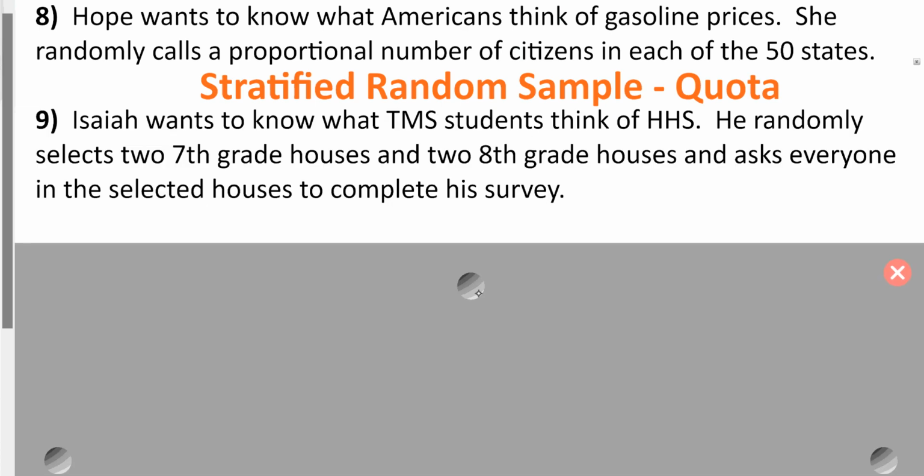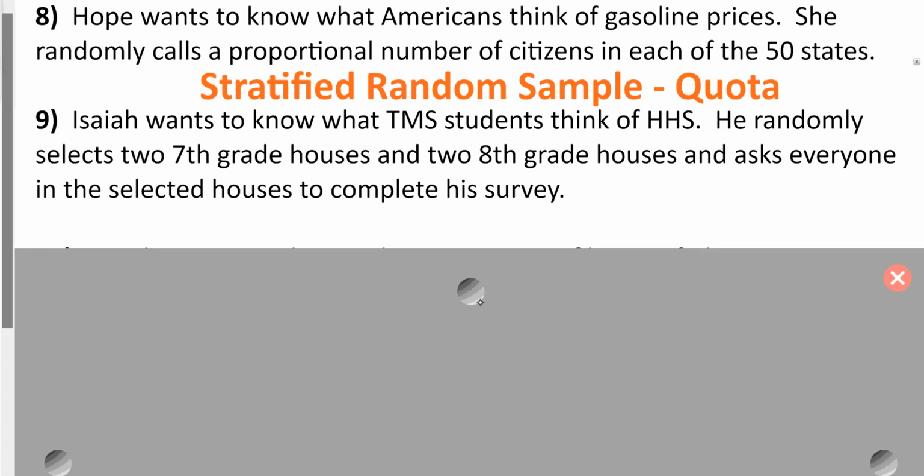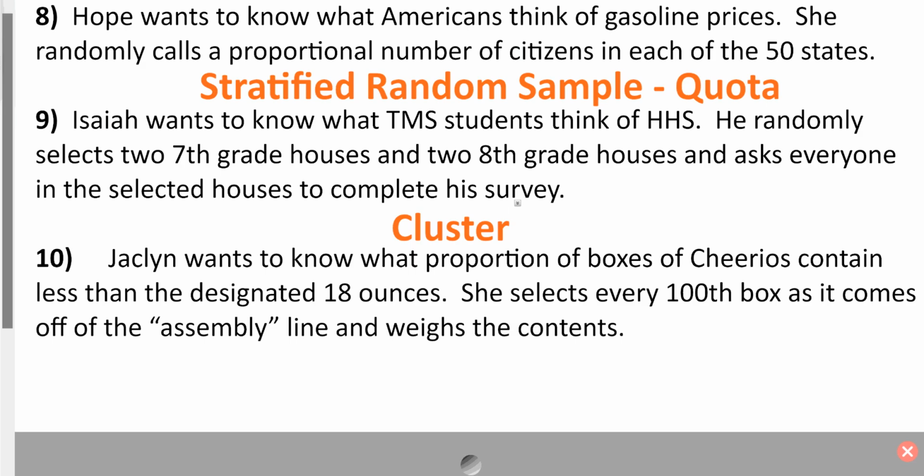Isaiah wants to know what Templeton Middle School students think of Hamilton High School. He randomly selects 2 7th grade houses and 2 8th grade houses and asks everyone in that house to complete a survey. That would be taking a group of a variety of people, randomly picking a few groups and sampling everyone in that. That's a cluster sample.